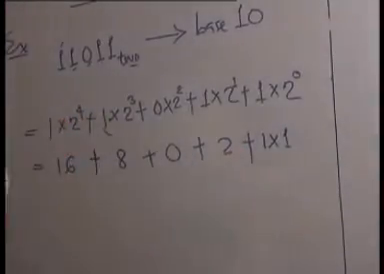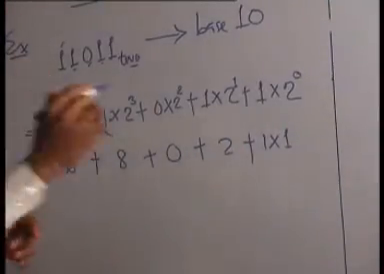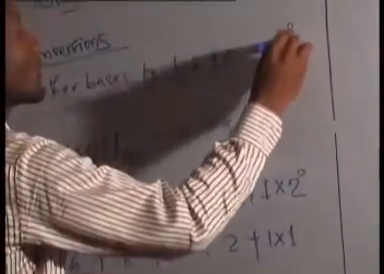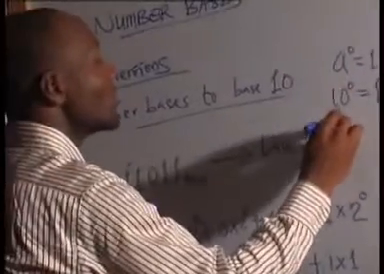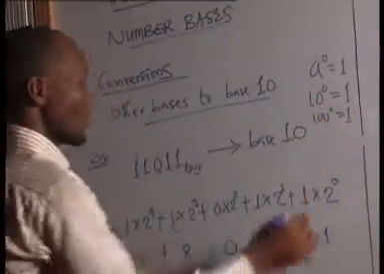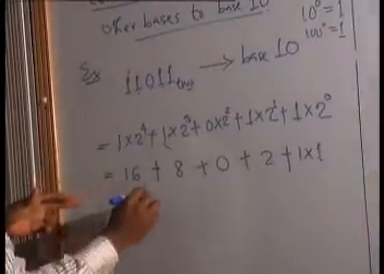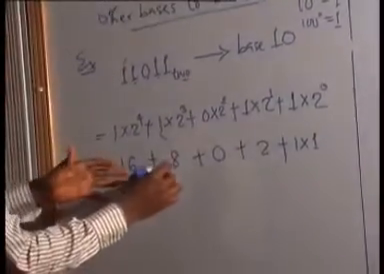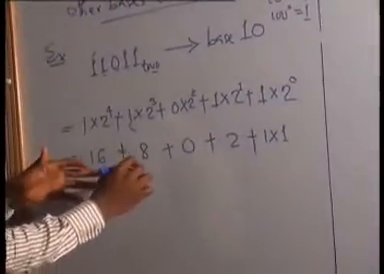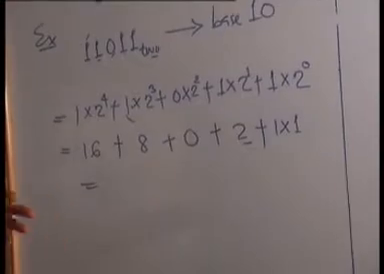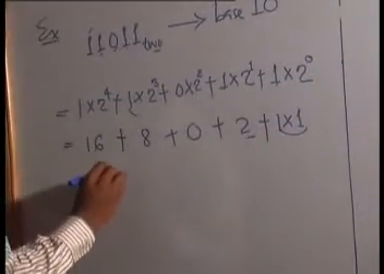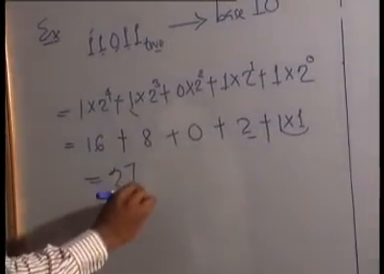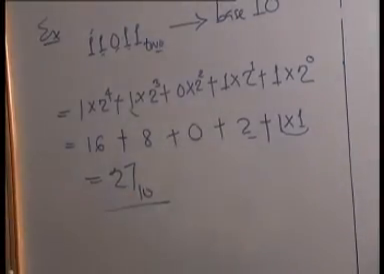Any number raised to power 0 is what? 1. A raised to power 0 is what? 1. 10 raised to power 0 is what? 1. 100 raised to power 0 is what? 1. So you put in 1 there. So you are going to have 16 plus 8. That's 24. 24 plus 2, 26. Then 26 plus 1, 27. So this is 27 in base 10. That's the first answer.